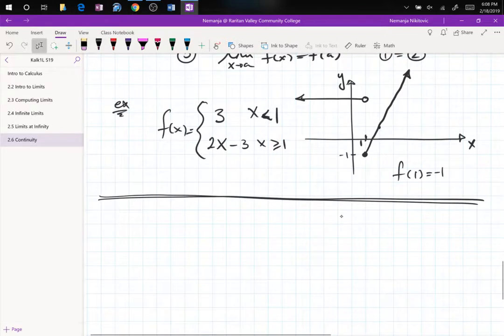So now we should talk about global continuity. We said that we use these 3 rules to check continuity at the single point. But then, what about other points, right?